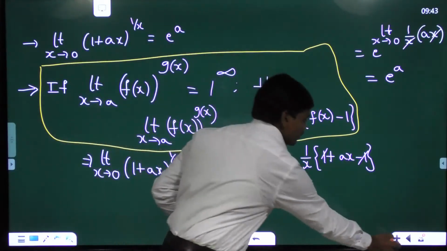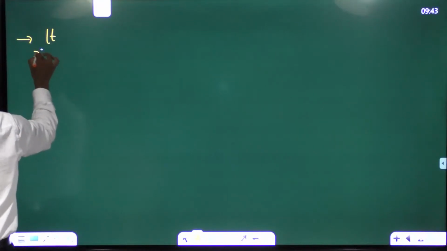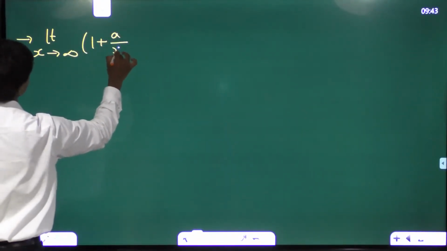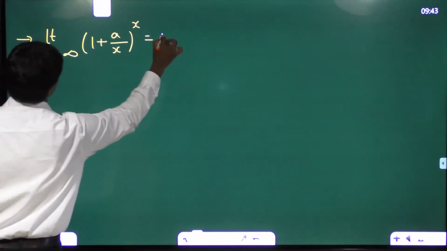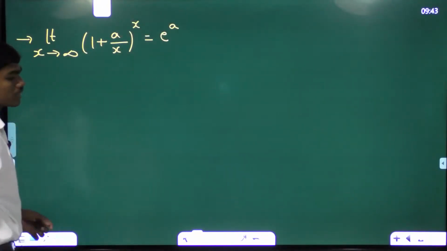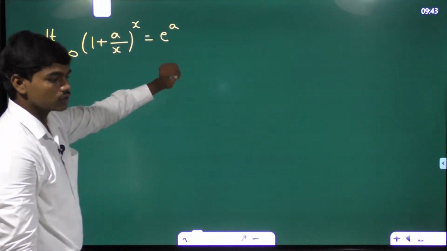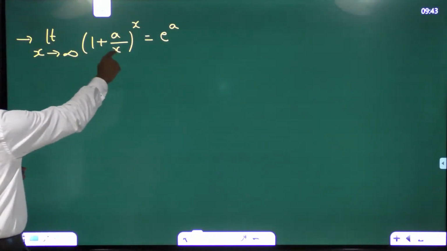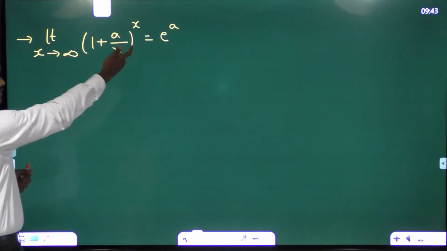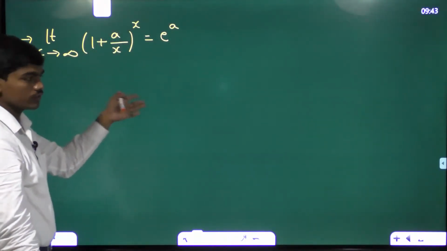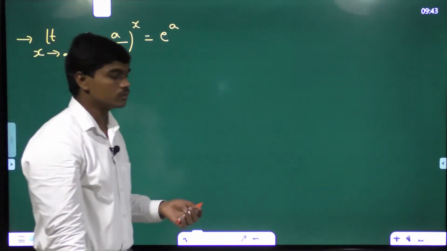Now, limit x tends to infinity, (1 plus a by x) whole power x. I told you the answer for this is also e power a. Correct? Now with the knowledge I gave you, try this question and tell me whether you are getting this answer or not. Because if you put infinity here, some finite number divided by infinity is 0. So 1 plus 0 is 1, a 1 power infinity form. So you can work it out with the previous analogy that I taught you.